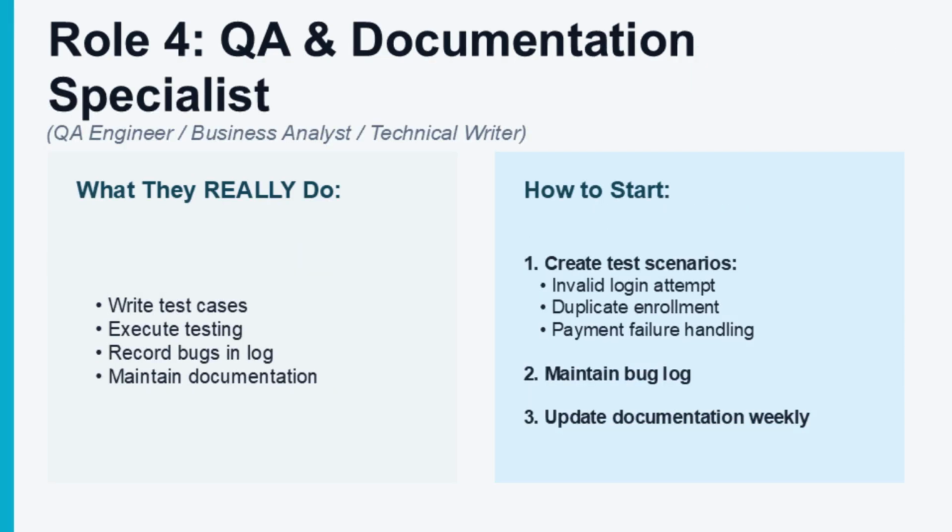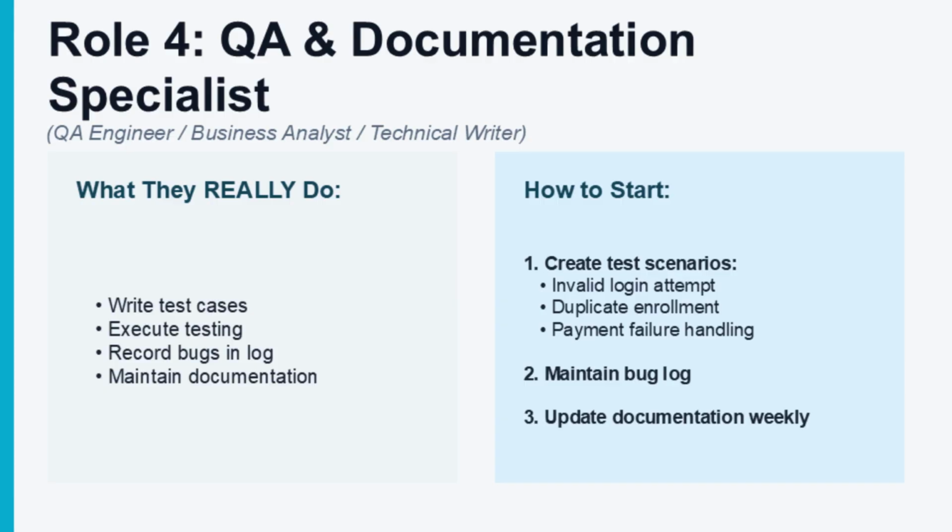Role number 4, QA and documentation specialist. In industry, this encompasses QA engineers, business analysts, and technical writers. What do they really do? They write test cases, not just random testing, but structured scenarios. They execute testing systematically, documenting every result. They record bugs in a log with details about how to reproduce the issue. And they maintain documentation so anyone can understand how the system works.